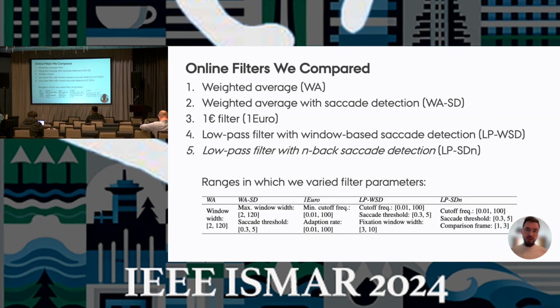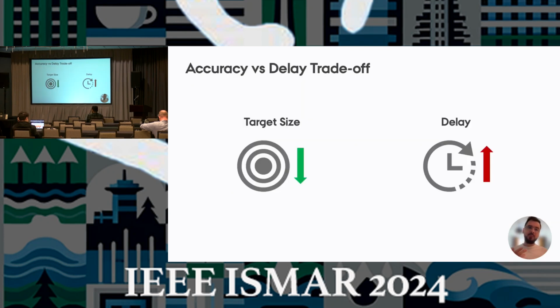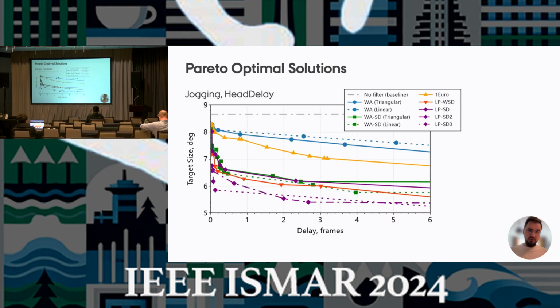The filters we compared are parameterized. To find suitable parameters, we performed an optimization procedure based on grid search separately for 3 movement conditions, that is, standing, walking, and jogging, and 4 spatial reference frames. What's important to note is that different combinations of parameters lead to various results in terms of accuracy and introduced delay. Thus, there is no single optimal solution.